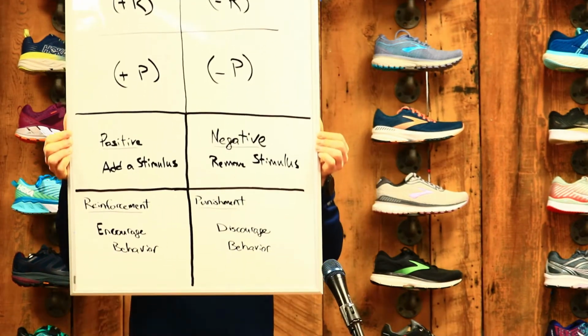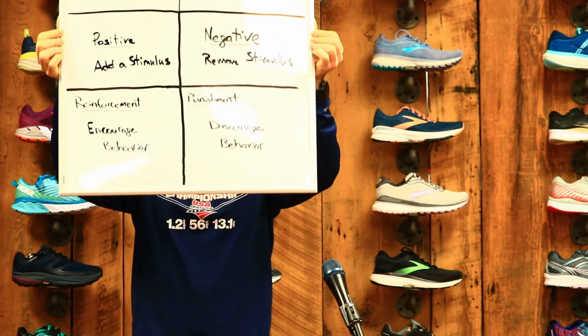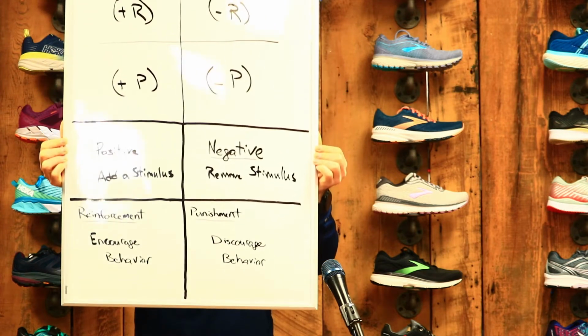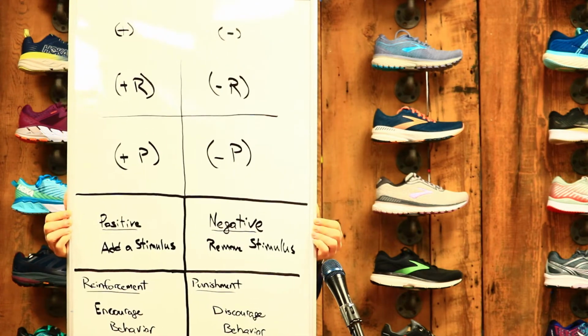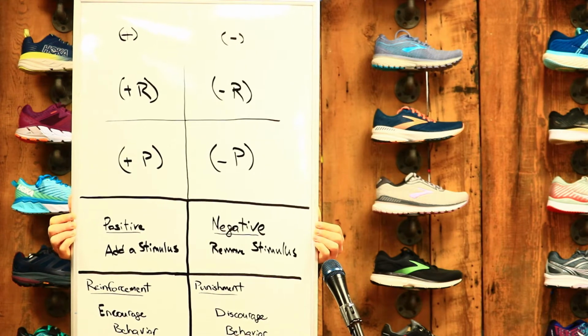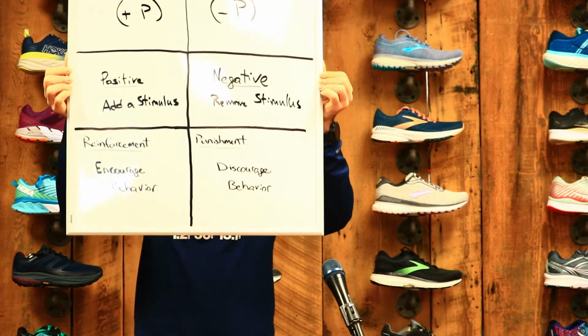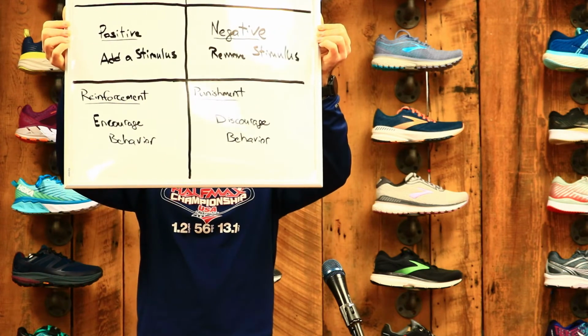Now, when we talk about reinforcement, what we're talking about is encouraging certain behaviors. So when we want to reinforce something, we want to do things that make people continue to want to do what they're doing. On the other hand, when we talk about punishment, we want to discourage behaviors. So if someone's doing something we don't want them to do, we want to either add or take away a stimulus that discourages those specific behaviors. Now let's talk about positive versus negative. Positive is all about adding a stimulus, whereas negative is all about taking away a stimulus.